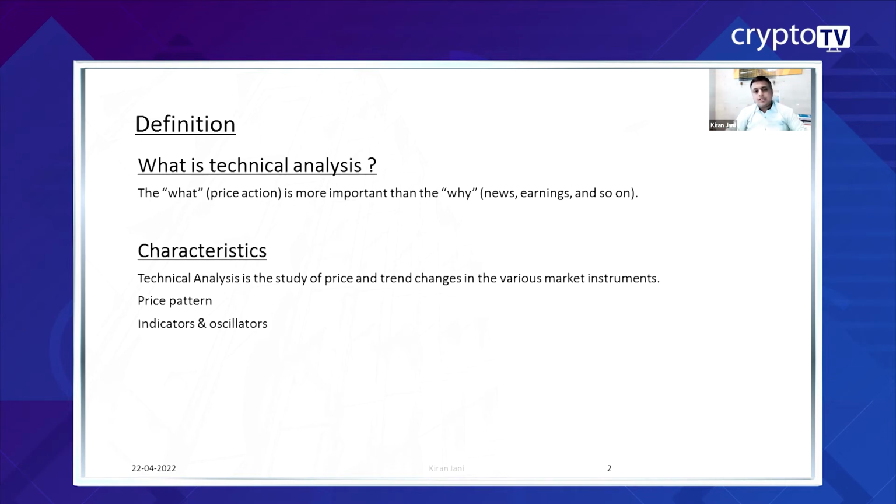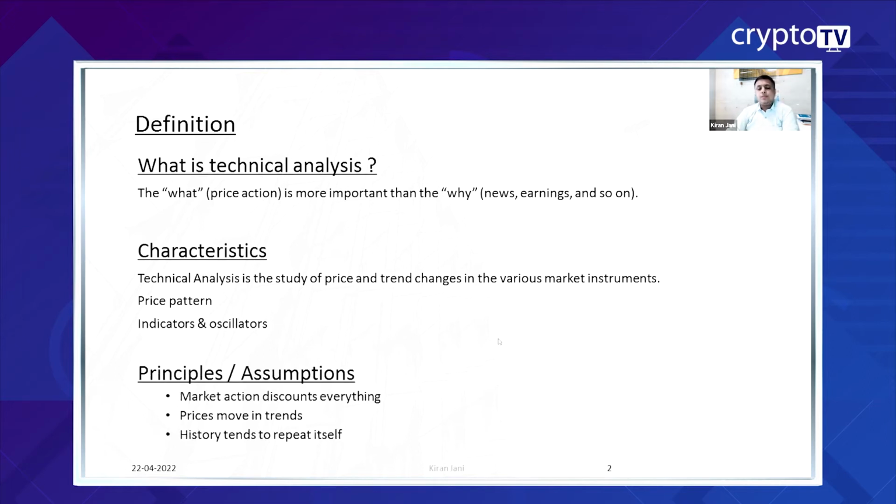So let's understand more about technical analysis. What are its characteristics? Technical analysis is the study of price and trend changes in various market instruments. As I mentioned, you can use these techniques on different instruments, including multiple cryptocurrencies, and also on other instruments like equity and commodity, no problem. What other characteristics does technical analysis have? It uses indicators and oscillators. Based on price and some statistical calculation, there are indicators and oscillators which can suggest a clear trend.